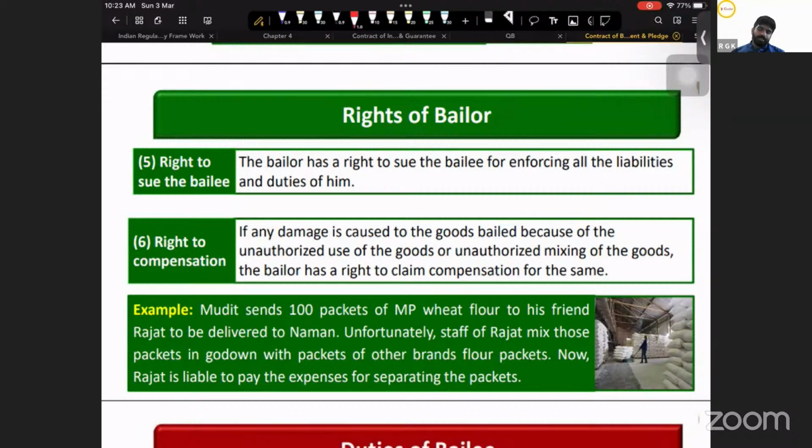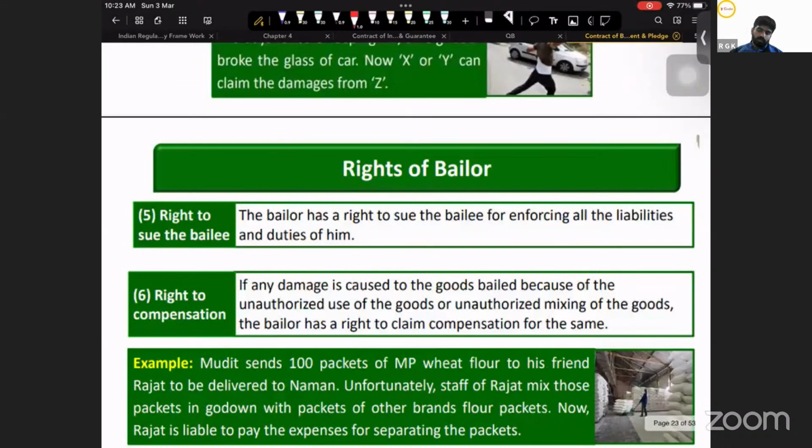Last one is right to compensation. If any damage is caused to the goods bailed because of unauthorized use of goods or unauthorized mixing of goods, the bailor has the right to claim compensation for the same from the bailee. Bailor can claim compensation from bailee. These are the rights of bailor which we can discuss.